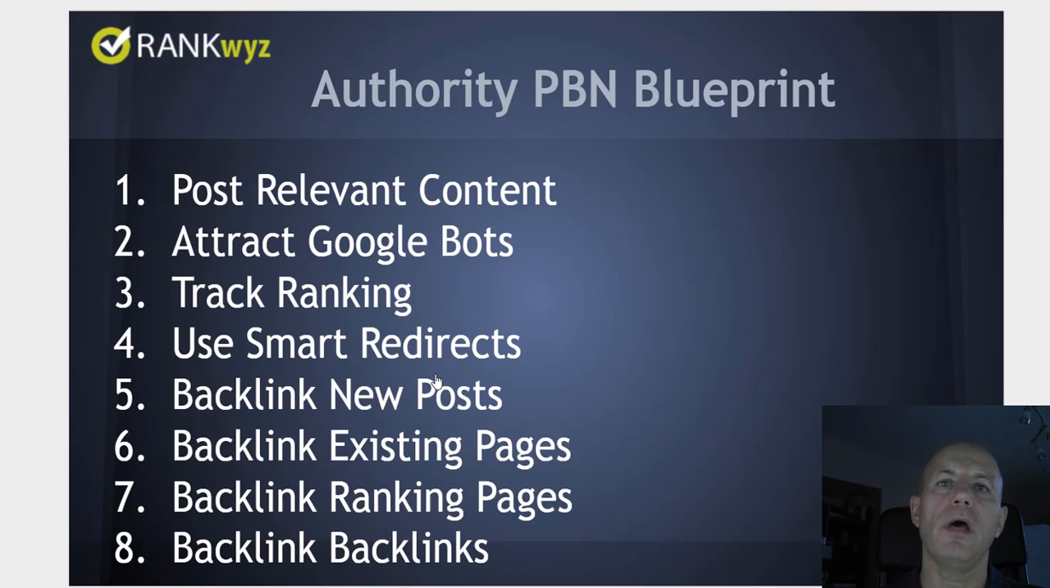And this is the summary of the Authority PBN blueprint. You have to post relevant content, a lot of relevant, long content. You need to attract Google bots. You need to track ranking as an indication of how Google treats your PBN, whether it's considered authority or not. Use smart redirects. Backlink new posts, backlink existing pages, backlink ranking pages, and backlink backlinks.